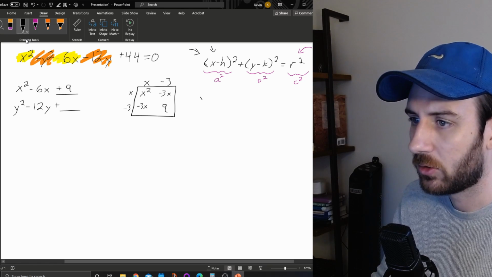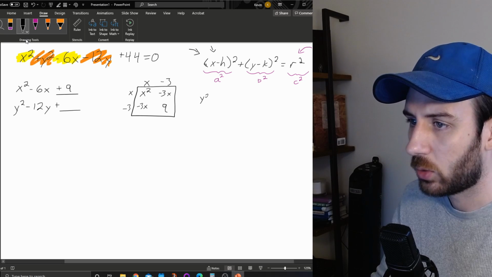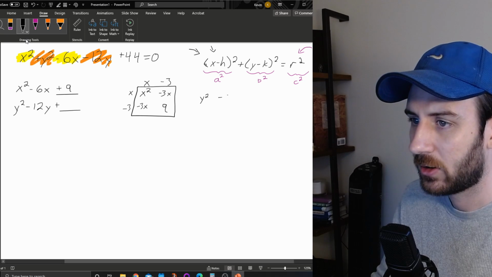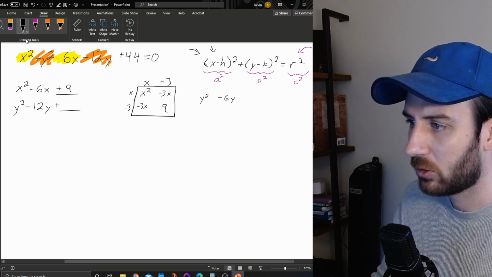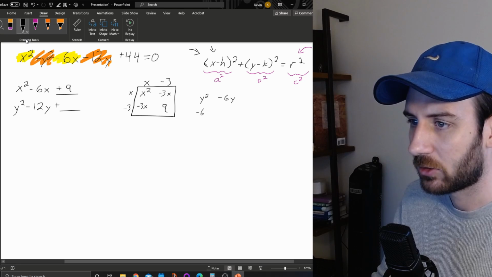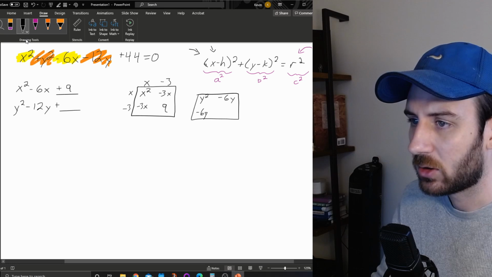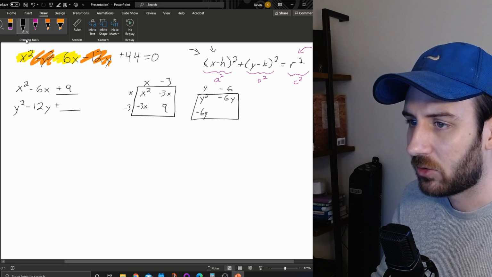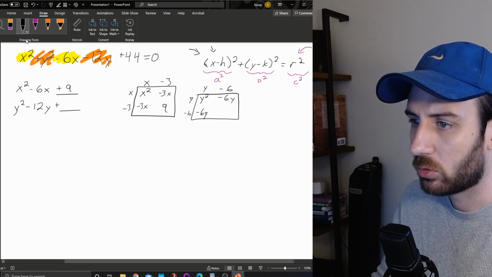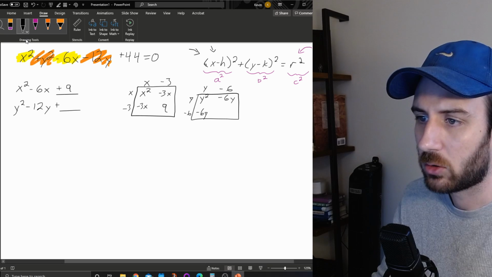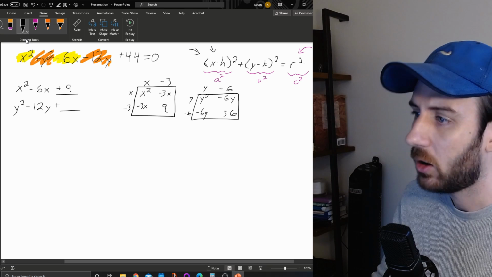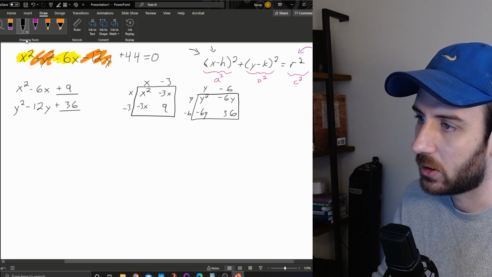So that would be, let's see, y squared would be in my picture. Negative 6 of those negative 12s would need to go up here. Negative 6 of those negative 12s would need to go down here in my picture to maintain my symmetry. And that would give me dimensions of y minus 6 and y minus 6, which would make my bottom right corner be positive 36. Oh, so that's what I'm missing. I'm missing 36 right here.